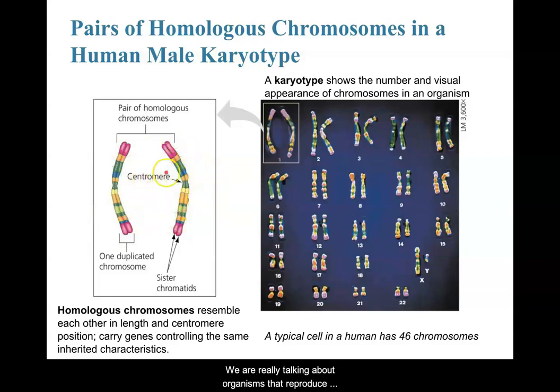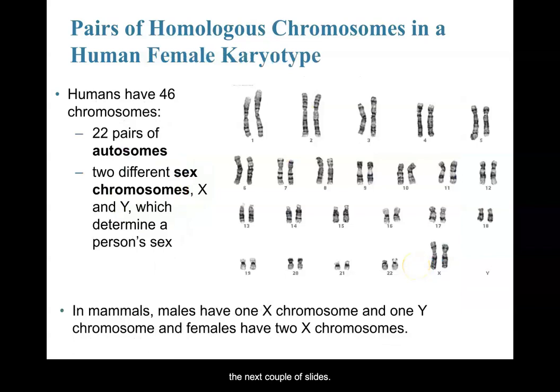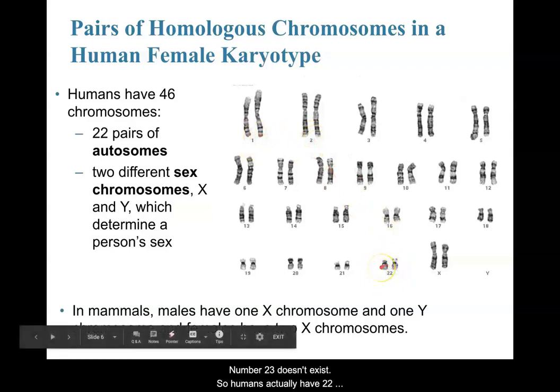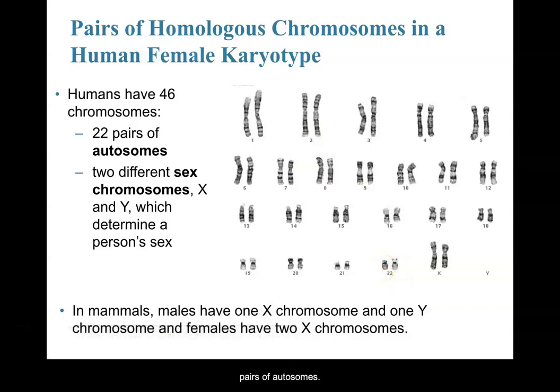We're really talking about organisms that reproduce sexually, and that's going to be the next topic of discussion in the next couple of slides. I'm looking at a different karyotype. Here I have another karyotype, chromosome 1, 2, all the way to 22. Number 23 doesn't exist. So humans actually have 22 pairs of autosomes, 22 pairs. Remember that these are homologous chromosomes, those pairs that I'm talking about. So 22 pairs of autosomes. These are quote unquote regular chromosomes. They're going to code for different genes. Basically, all these chromosomes are not sex chromosomes.